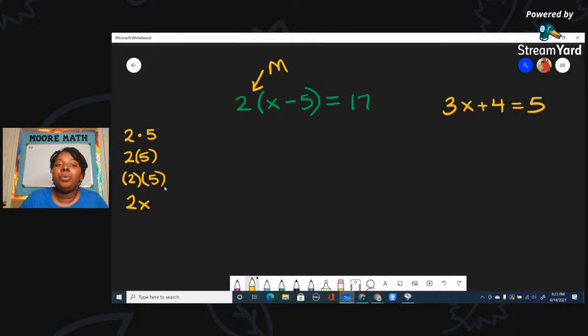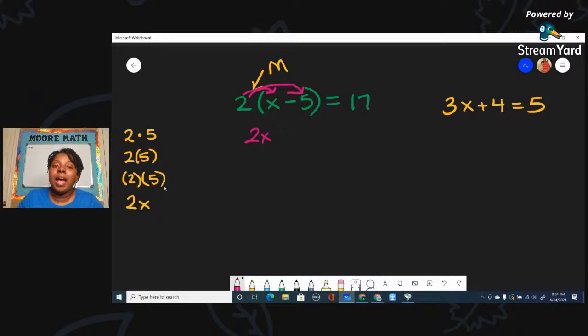This says 2 times everything in the parentheses. Side by side, we multiply. This is 2 times everything in the parentheses, just like it was 2 times 5. So let's do it. 2 times everything in the parentheses. 2 times x is 2x.